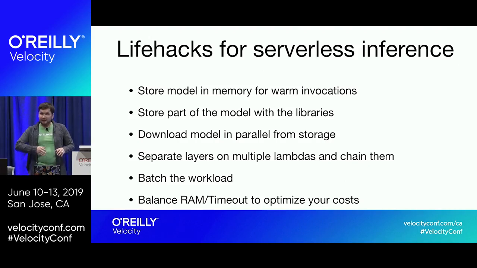And one even more complex life hack which you can do is, if you can cut your model and separate it, you can chain two lambdas together, and so you don't have to download the model, but you will need to pass intermediate features from one lambda to another. But it will help because basically all your cold invocations become warm. And basically the best way is to batch your workload, so you don't process 1 image, you process 10, 20 images.